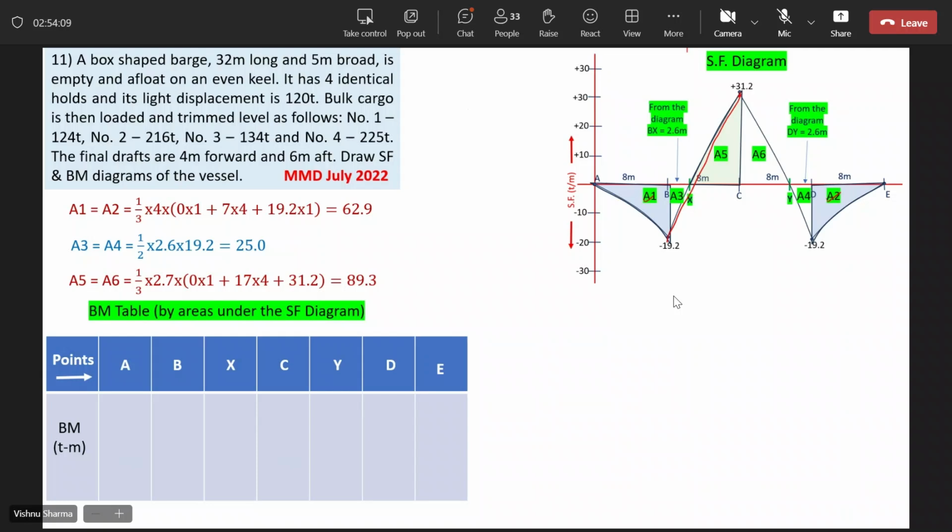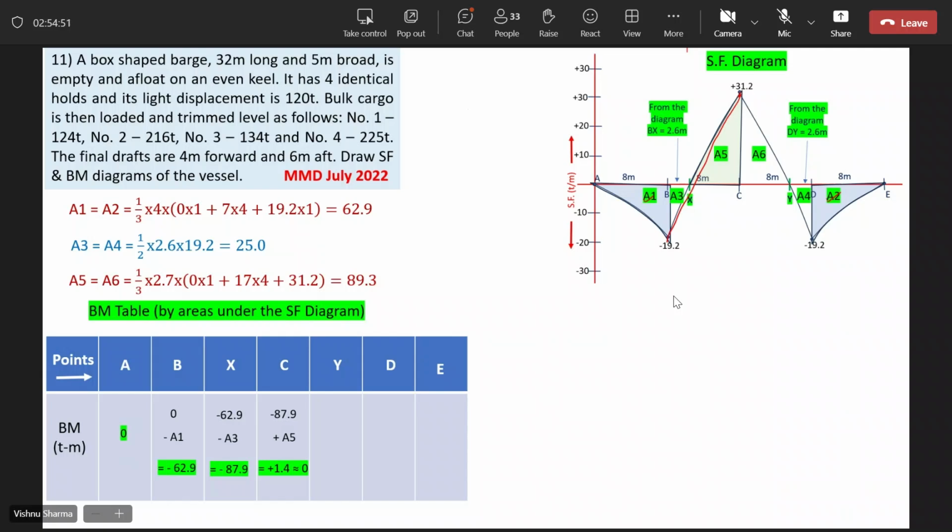So now I make the BM table here. Then minus A1. A1 is 62.9. I carry forward minus 62.9 minus A3, minus 25. So minus 87.9. Now, the problem is when you calculate A5, if your curve is not correct, you may not get it close to 87.9. Why? Because I can see here it should become 0 at C in this particular case at least. So now when I calculate it and add A5, which is 89.3, it leaves a plus of 1.4.